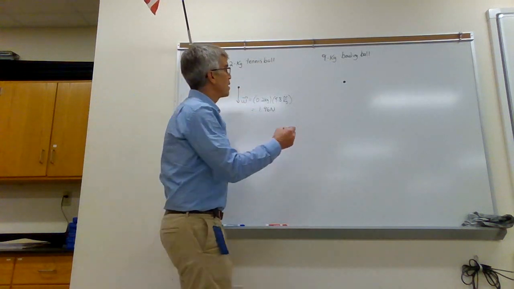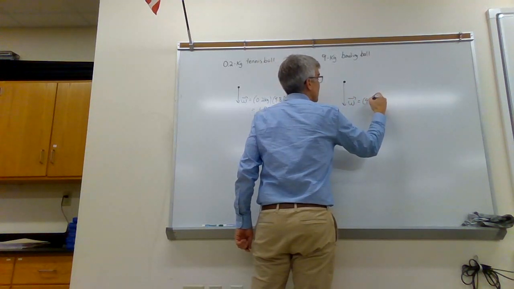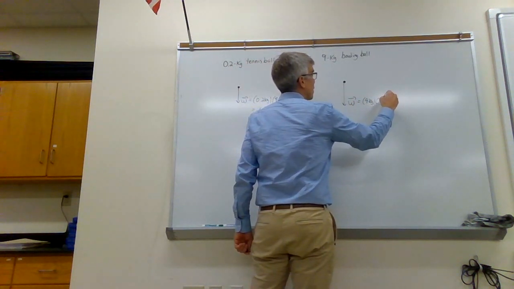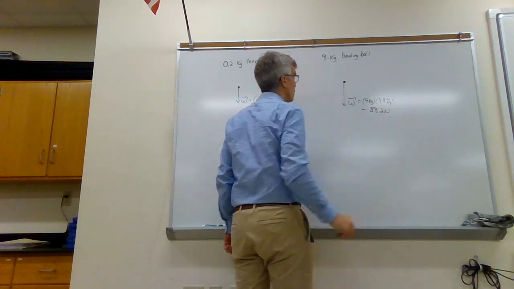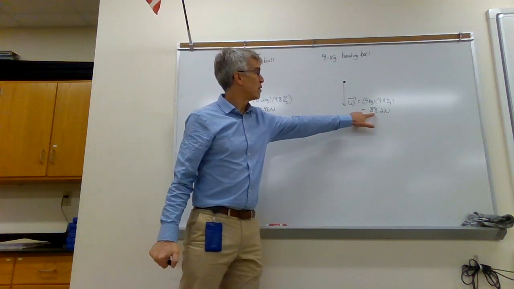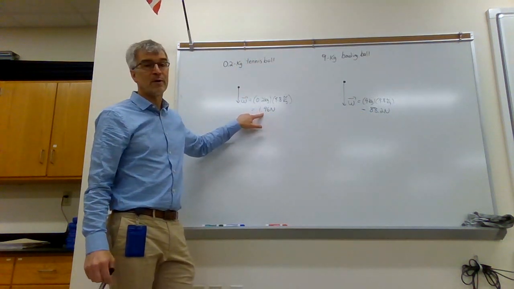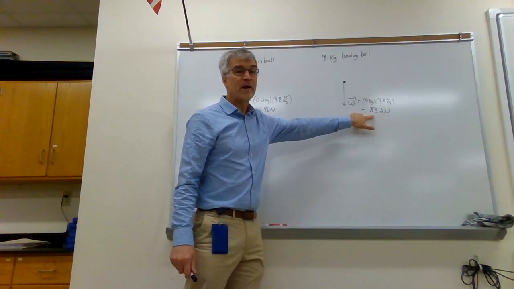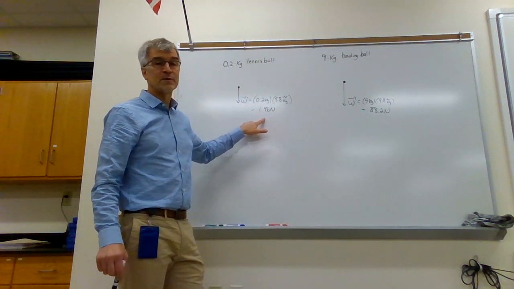All right, now let's come over to the 9 kilogram bowling ball. To find the size of this gravitational force, I'm going to multiply 9 kilograms times 9.8 newtons per kilogram, and that's 88.2 newtons. So the amount of gravitational force on the bowling ball is 88.2 newtons. The amount of gravitational force on the tennis ball is 1.96 newtons. All right, this is about 45 times larger than this. It's not the same gravitational force.